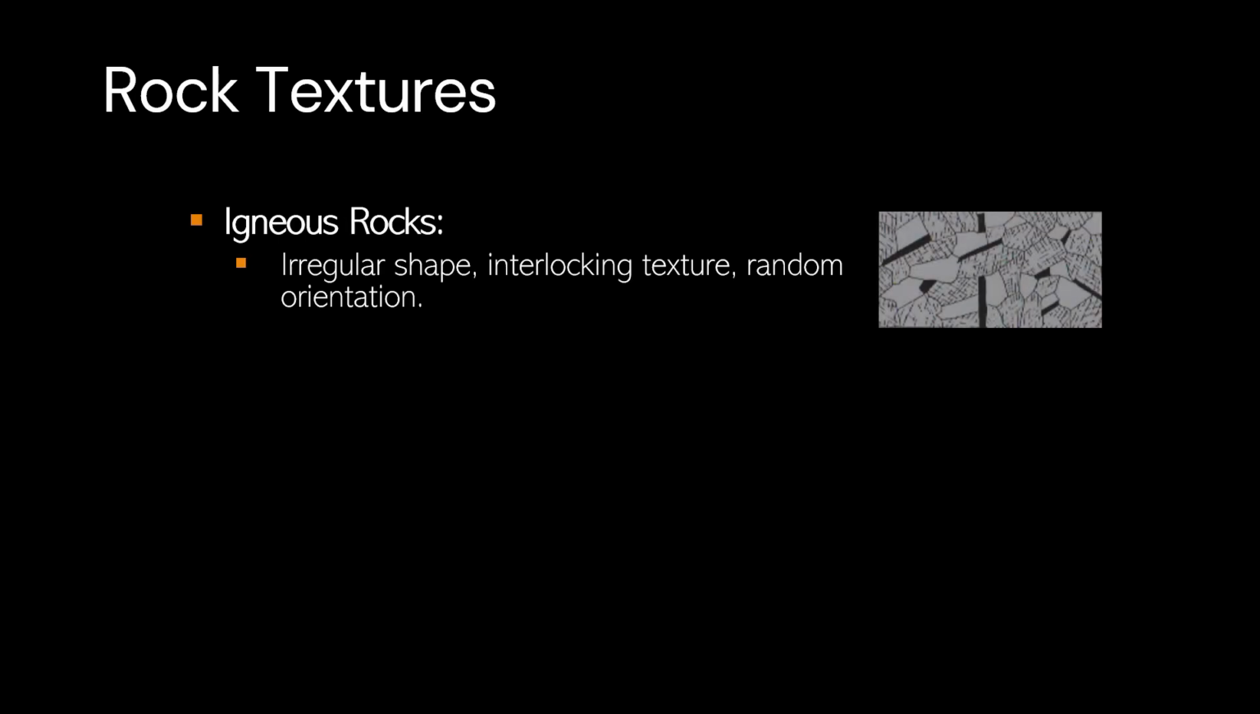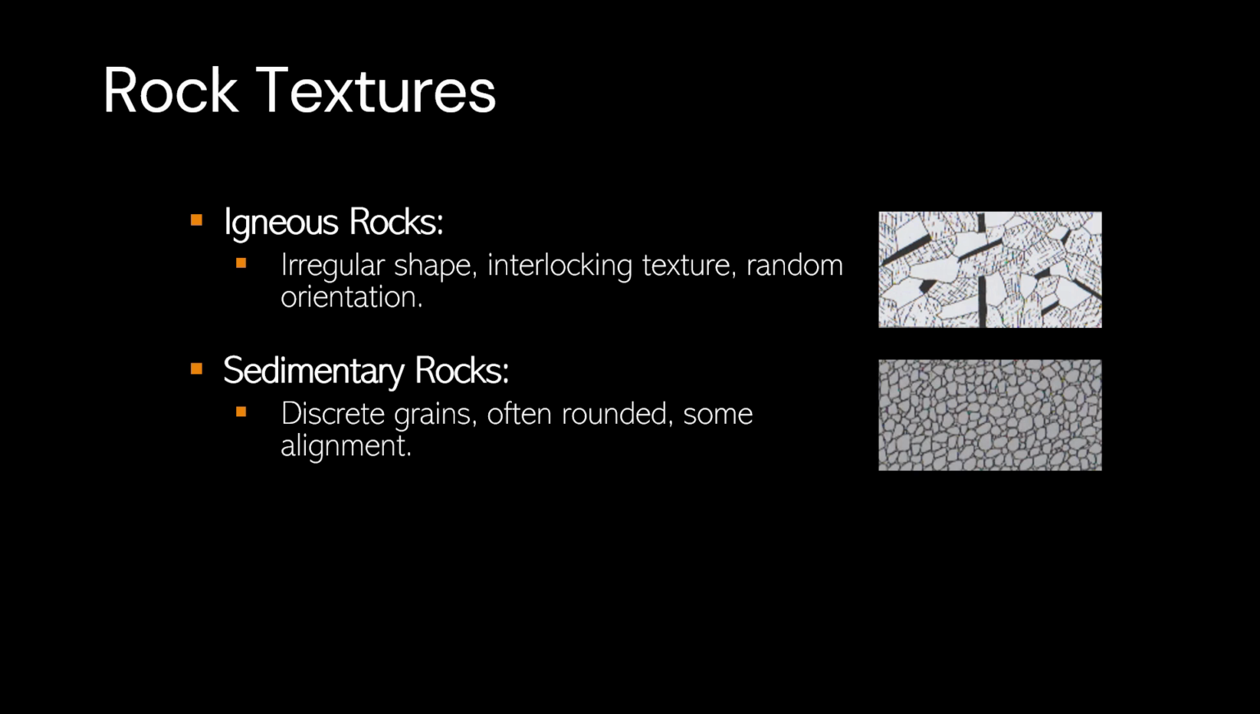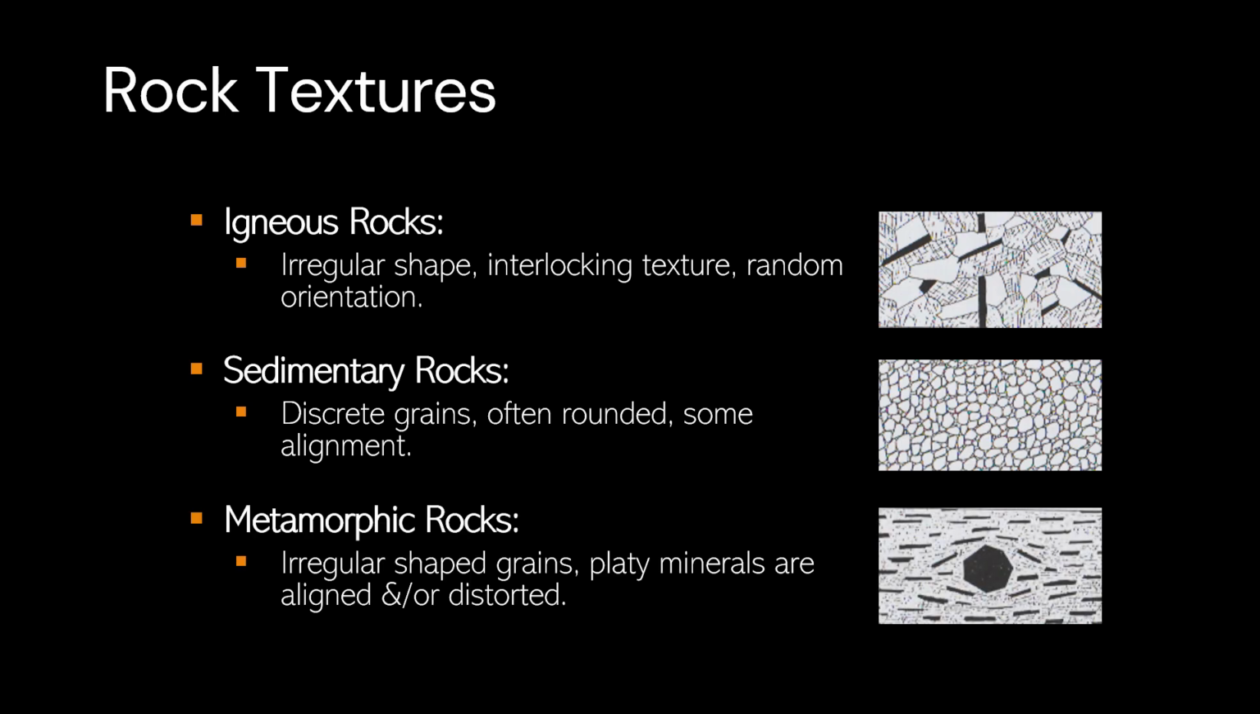Rock texture describes the shape and the relationship between the mineral grains. In igneous rocks, the mineral grains have an irregular shape and are interlocking. The orientation of the grains is random. Sedimentary rocks normally comprise discrete grains which are often rounded. There may be some alignment of the grains. Metamorphic rocks have irregular shaped grains, and platy minerals are aligned or distorted.